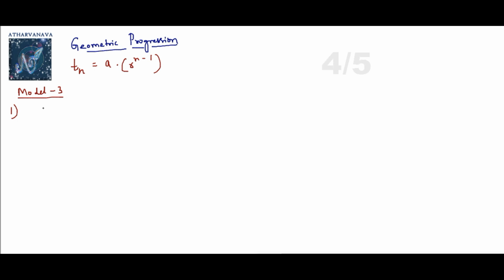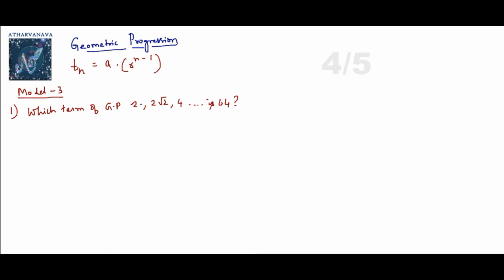Welcome back. We were discussing models on geometric progression. Till now we have seen two models out of it. This is the third model which I am discussing. Let's begin. Now the question here says, which term of the GP 2, 2 root 2, 4, and so on is 64.